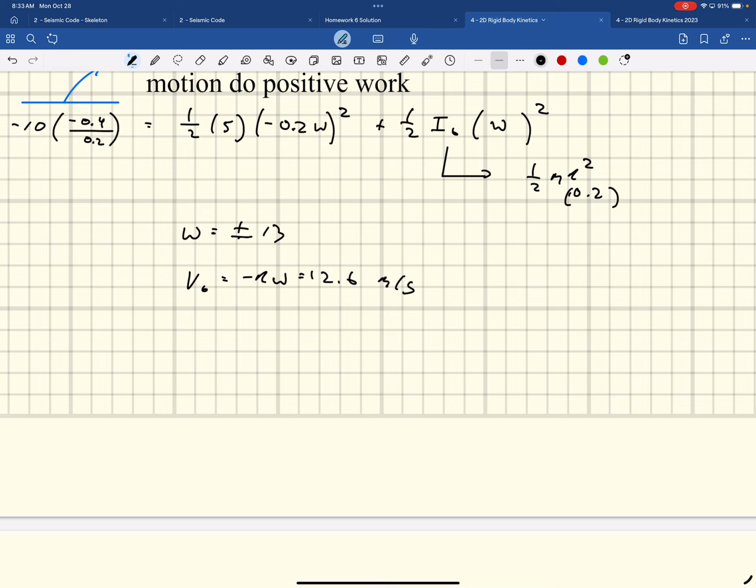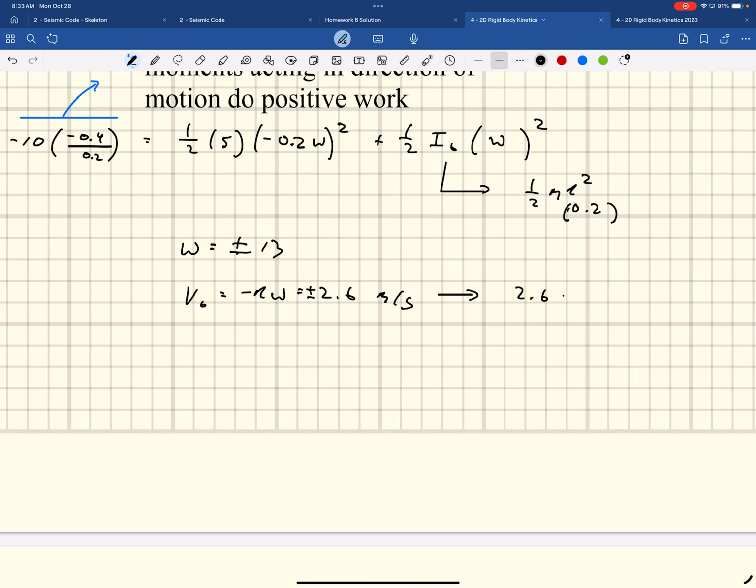Right, it's really plus or minus, but we know that it's going to be negative 2.6. No, it's not. It's positive. Not the omegas, but just the direction it's moving.